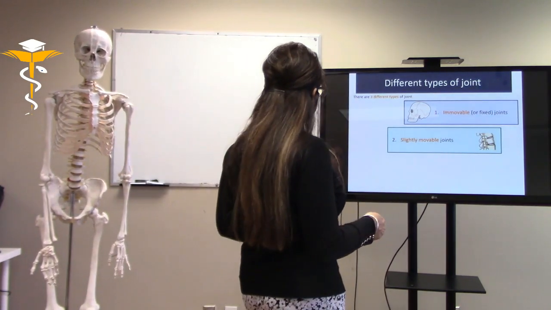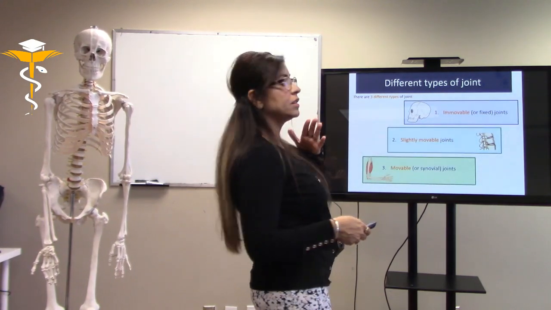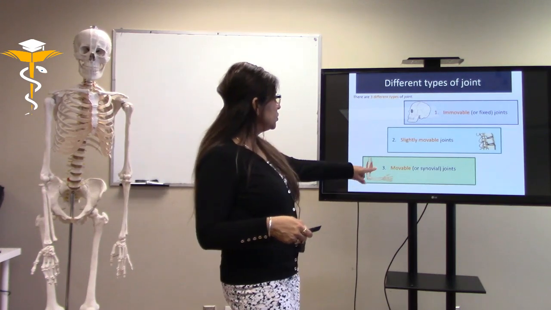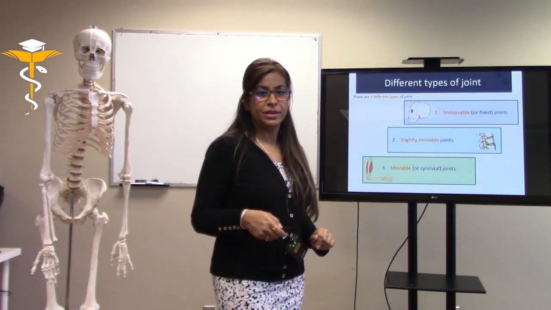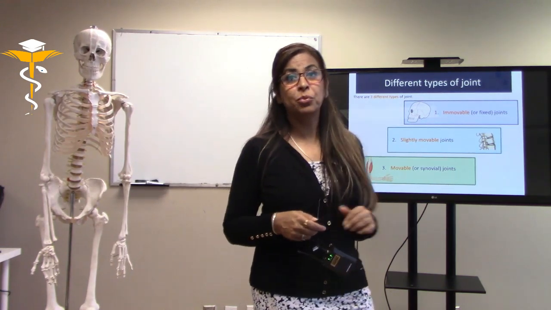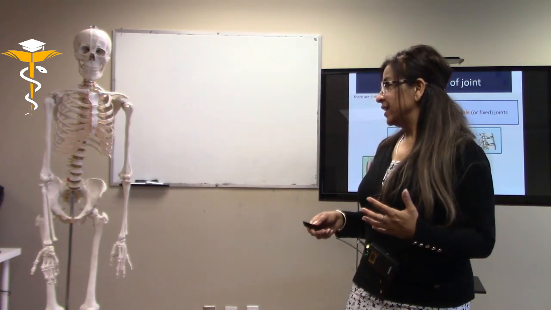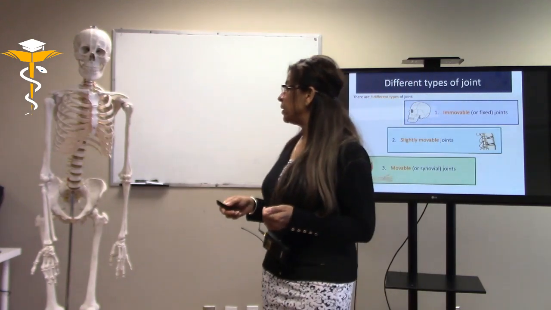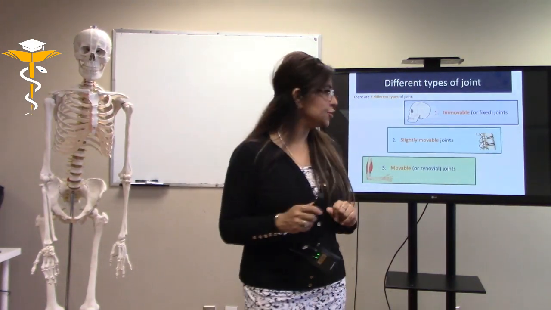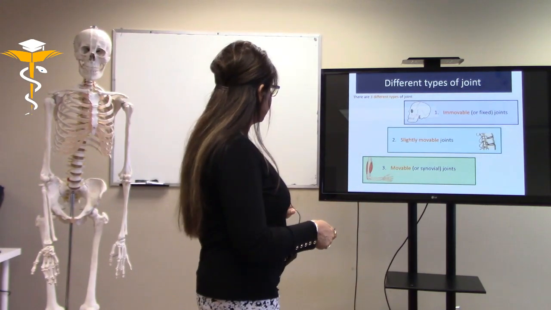The next type of joint is the movable joint. Movable joint is also called a synovial joint. Very important joint. It provides the movements to our body. As for the synovial joints, I'll tell you how many types of synovial joints there are with our next slide.